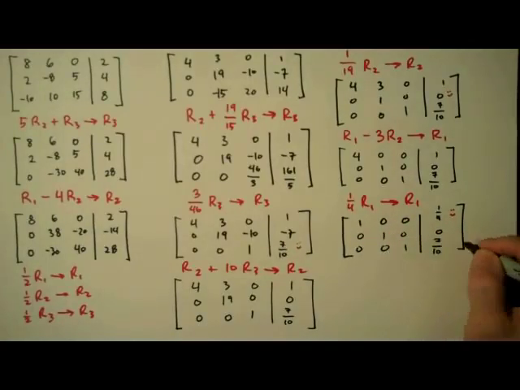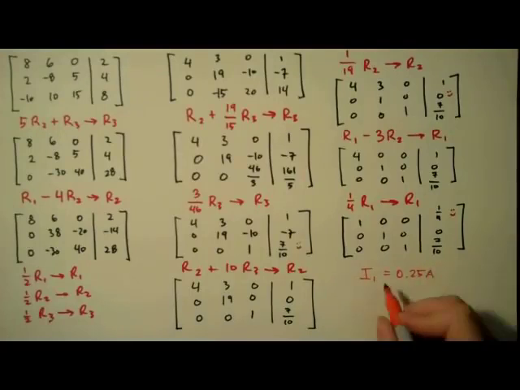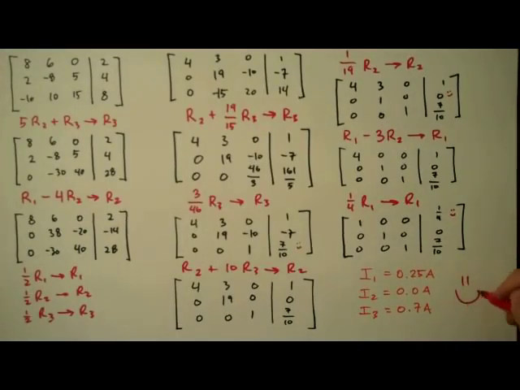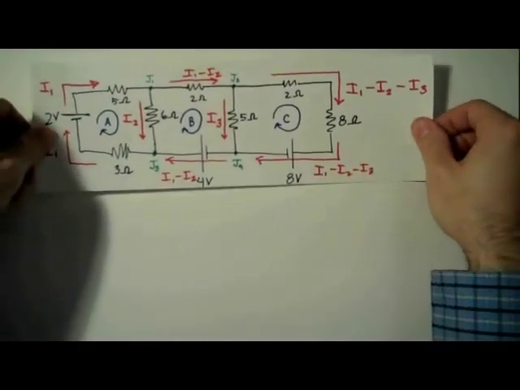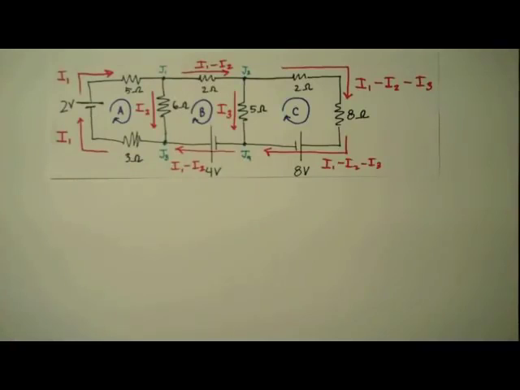row-reduced echelon form. Okay, summarizing our results, we have I1 is equal to 0.25 amperes, I2 is equal to 0 amps, and I3 is equal to 0.7 amps. And believe it or not, I didn't rig this problem to have such gorgeous results. Matter of fact, if I told you how I came up with the initial numbers here, you'd probably call me up to see if I was pulling your leg.